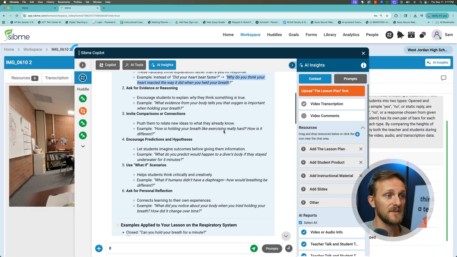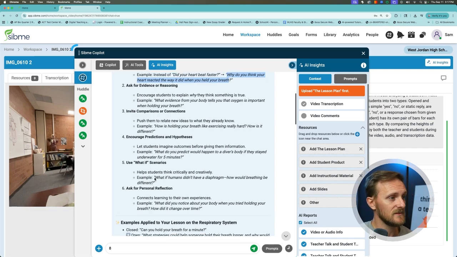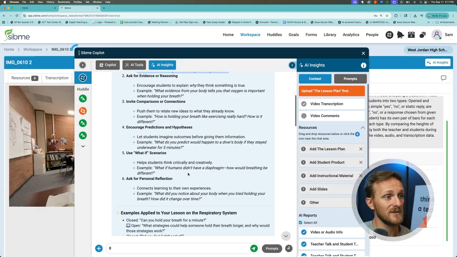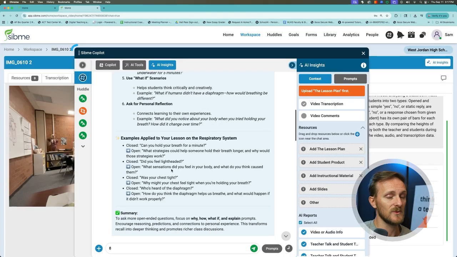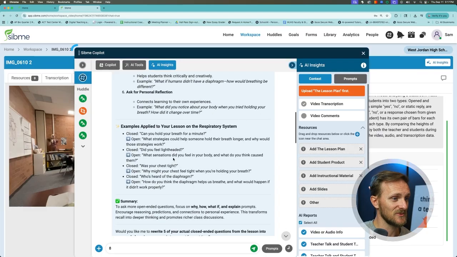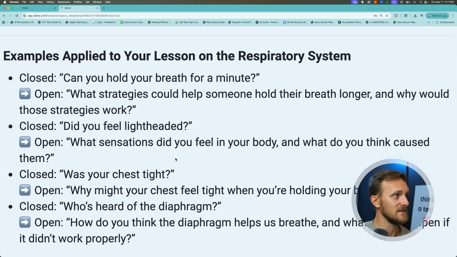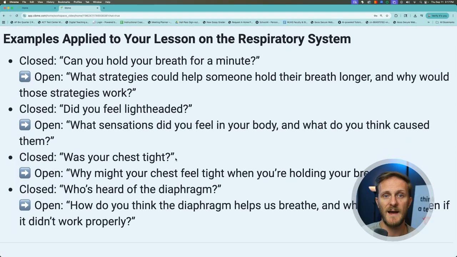How is holding your breath like exercising? How is it different? Use what if scenarios. What if humans didn't have a diaphragm? How would breathing be different? Okay. And then it gave me some examples that were aligned to exactly what I said, which I thought was really cool. So we'll zoom in on these. So these are examples from my actual lesson.